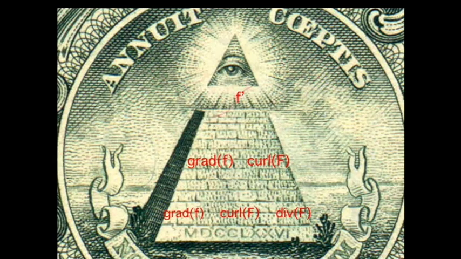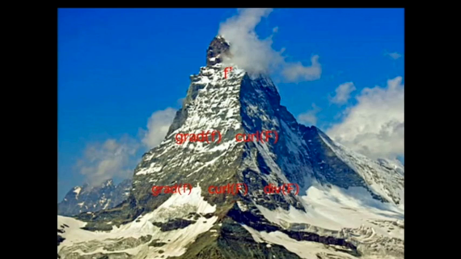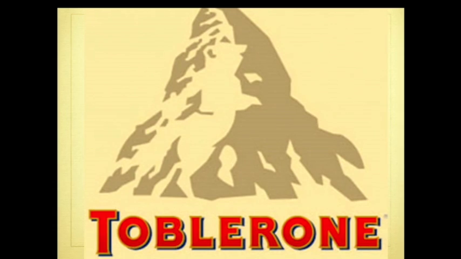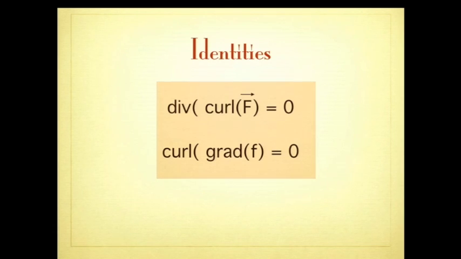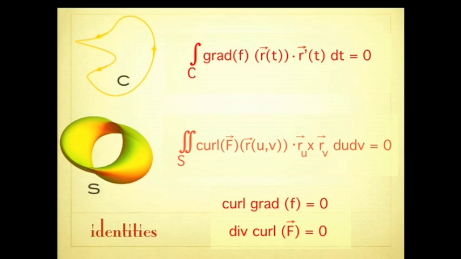You even find this on the dollar bill, right? This triangle. The gradient, the curl, and the divergence are missing, but it's even on the Matterhorn. By the way, the Matterhorn is on this chocolate, and do you see there is another thing hidden in it? Do you see the bear? So that's the bear.